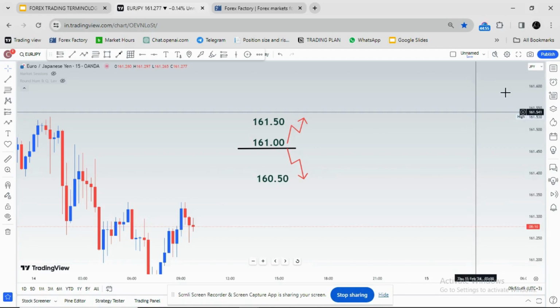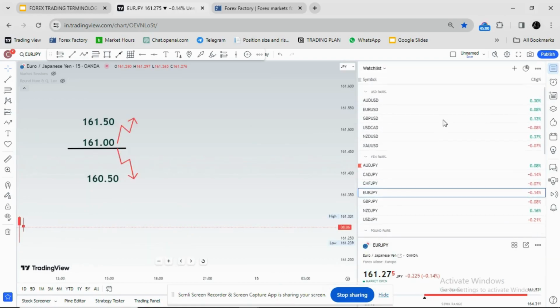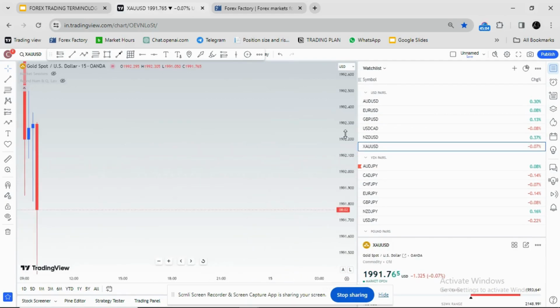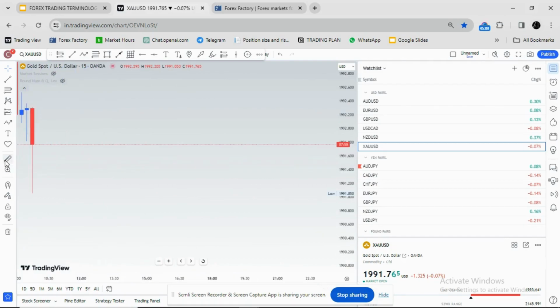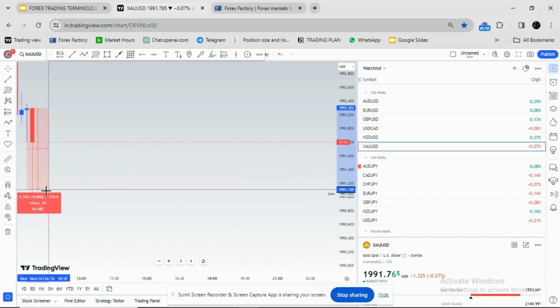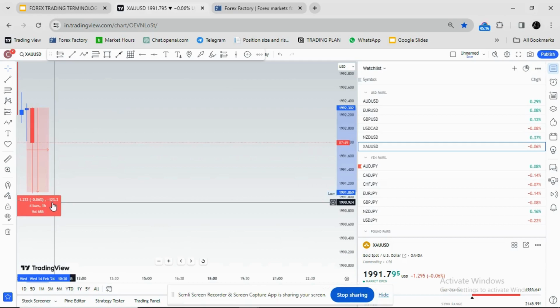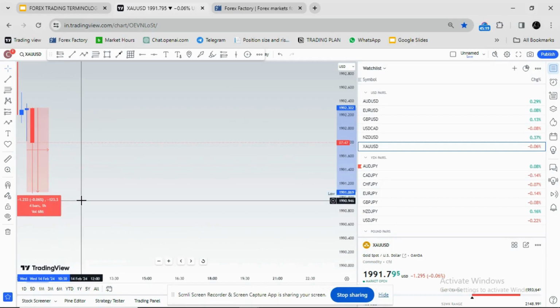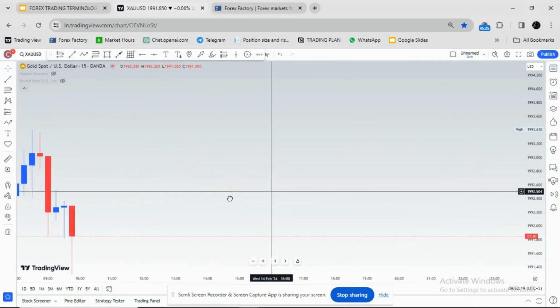Once it gets to 10, it jumps to 10 pipettes equals 1 pip, right? Now finally for gold. For gold it's a little bit different. You can use this one to make things easier. For this candle, it has moved 123 pips. 123 pips. Yes, in 1 hour. I said that gold is volatile.